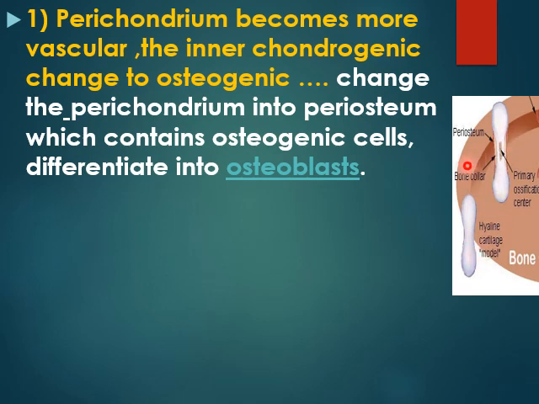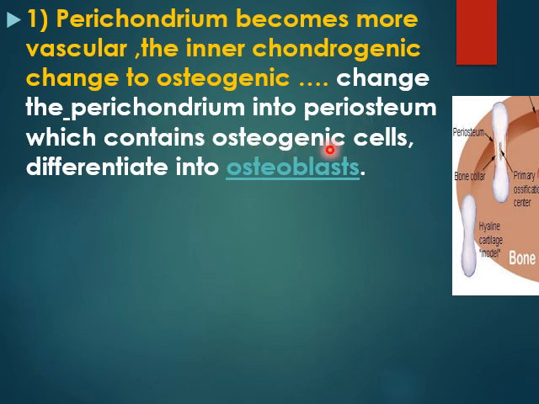The primary center of ossification carries good blood supply. Okay, it invades here the shaft of the future bone. The perichondrium becomes vascular, so the inner chondrogenic layer changes into osteogenic. So the perichondrium will change into periosteum. The periosteum is formed of an outer fibrous layer and an inner osteogenic layer.